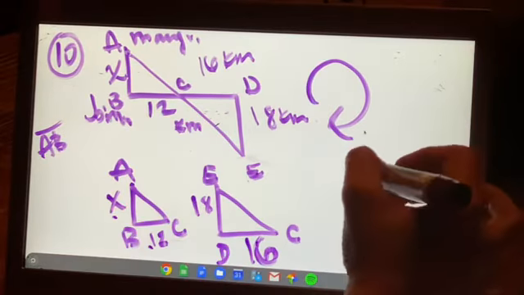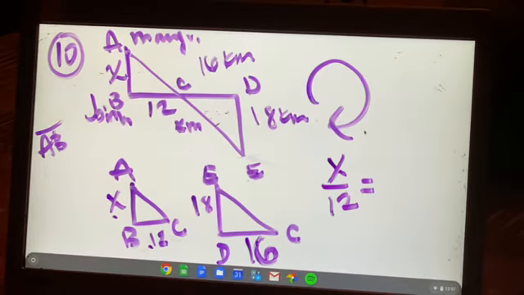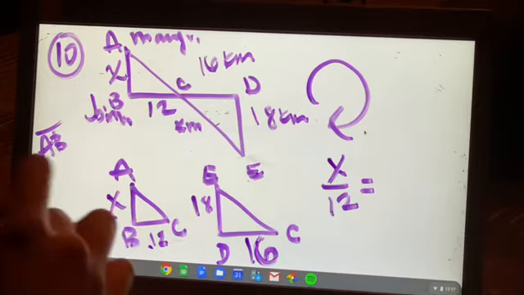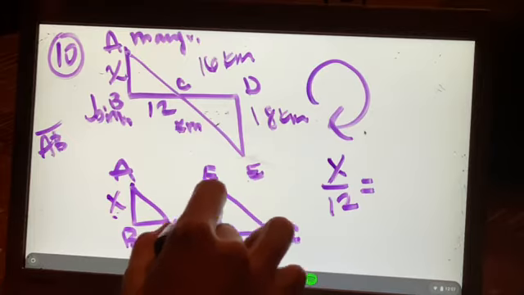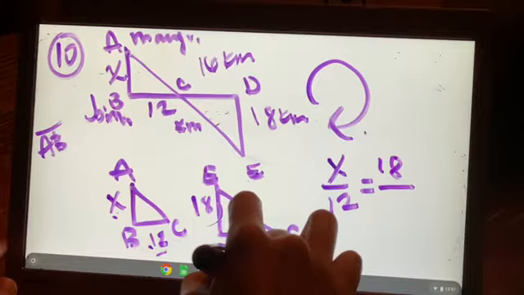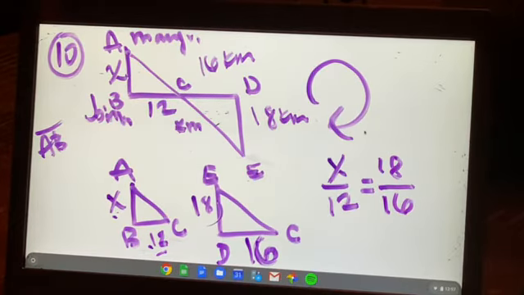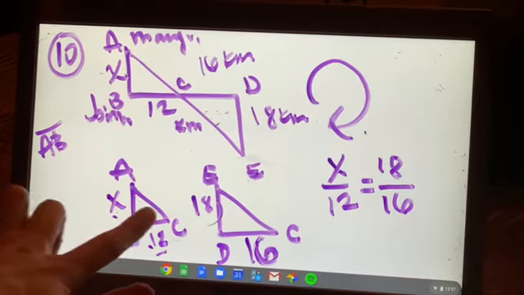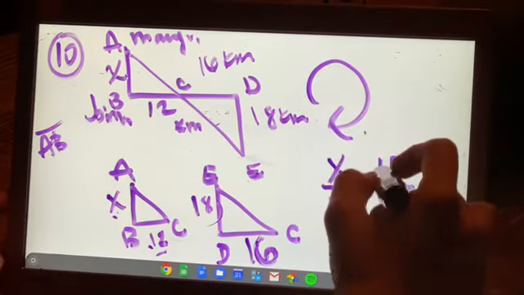X over 12 equals, because it's a ratio, so dividing X over 12 should give you the same number as dividing the coordinating pieces of this bigger triangle. So which coordinates with X? This 18. So equals 18 over, and the 12 coordinates with the 16. Now, some of you could have done it differently. You could have done X over 18 should equal 12 over 16. That would be okay too. You'll get the same type of formula, but let's just do it like this.